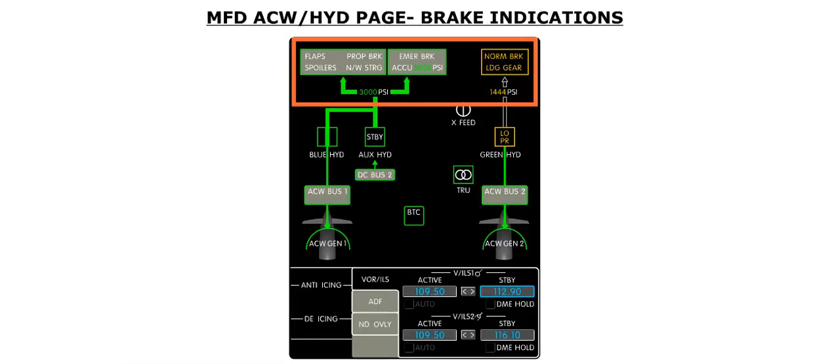On the AC Wild hydraulic page on the MFD, the landing gear, nose wheel steering, and brake labels are color-coded. White indicates a normal condition. Amber indicates that there is a loss of system pressure.